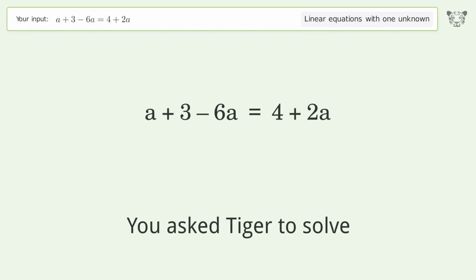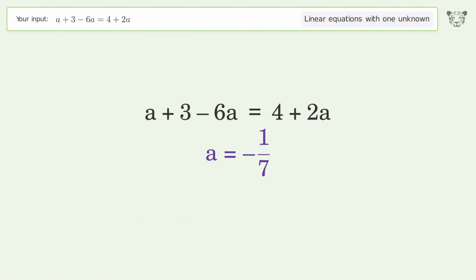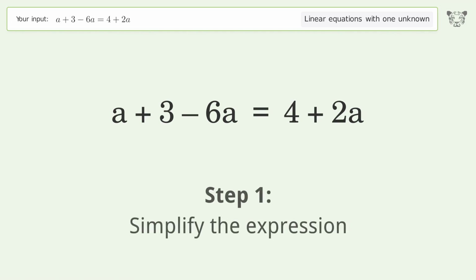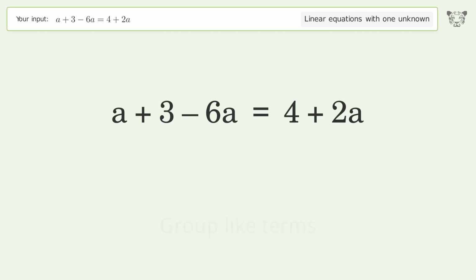You ask Tiger to solve. This deals with linear equations with one unknown. The final result is a equals -1/7. Let's solve it step by step. Simplify the expression. Group like terms.